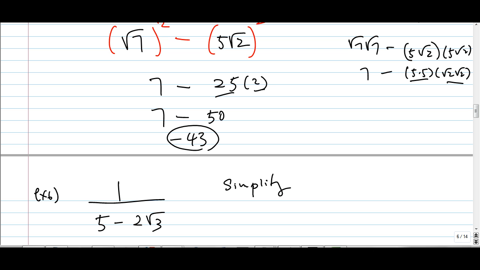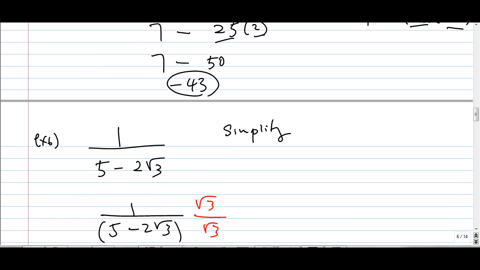Multiply the top and the bottom by rad 3. Yeah, multiply top and bottom by rad 3, right? Not quite. There's a problem. Let me show you why it's not good. Look, what happens if you multiply top and bottom by rad 3? We did that before when you have a monomial on the bottom. Now we have a binomial. What happens if you do this? Yes. Then the 5 will have the radical. You see what I mean?